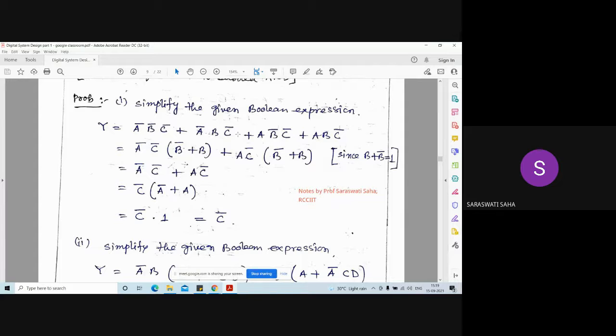One expression is given here. Just try to solve it and you will get C naught. Just do it.